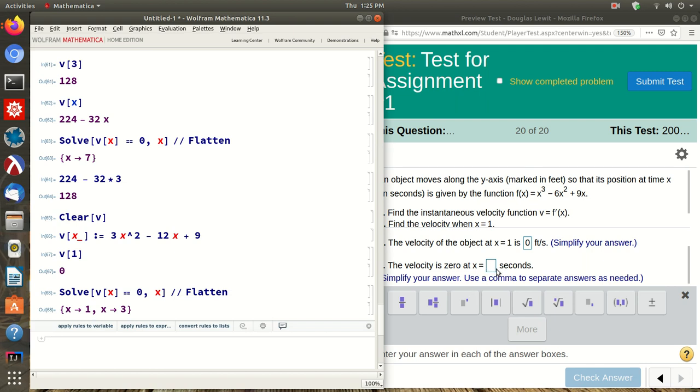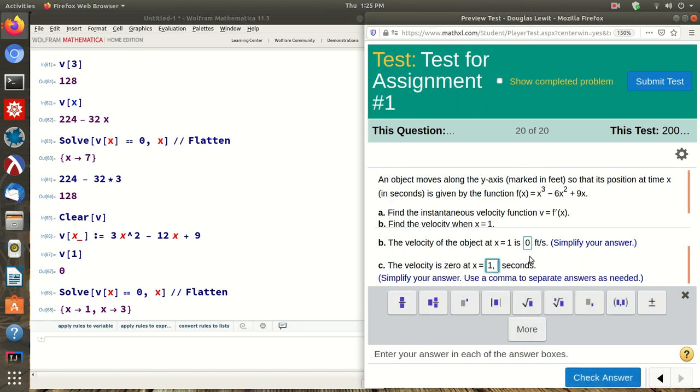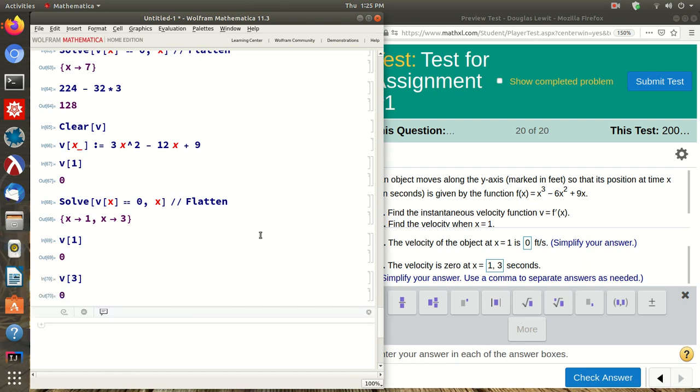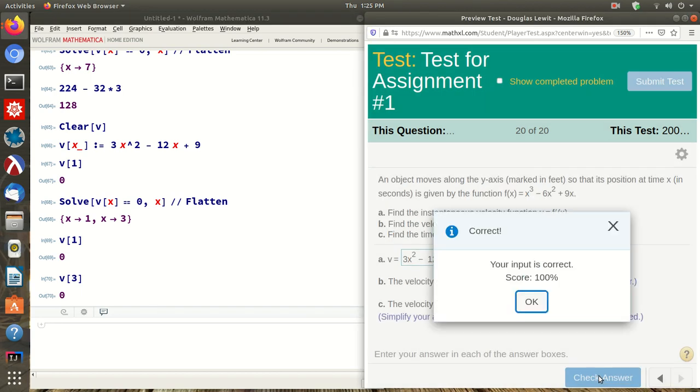Okay, there are two answers here. So x is equal to 1 and also x is equal to 3. So when x is equal to 1, the velocity is 0. When x is equal to 3, the velocity is also going to be 0. So if the velocity is 0, that means the position is not going to change. So check answer. Your input is correct, score 100%.